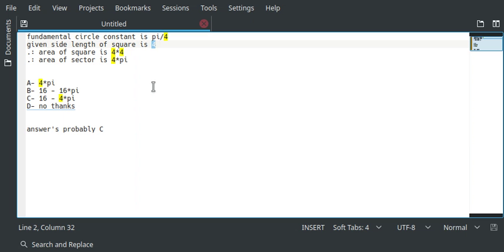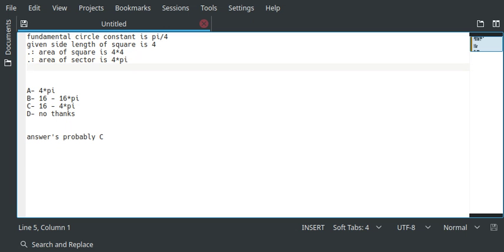Because if the side length is 4 and it's a square, you should just recognize the area of the square is going to be this. The area of the sector is going to be this. So it's not much of a stretch to say that the area of the weird shape, maybe a lune, crescent, is the part of the square that's not covered by the circle, which is the square minus the sector. Which is 16 minus 4 pi. Hey, look at that. It's probably C.